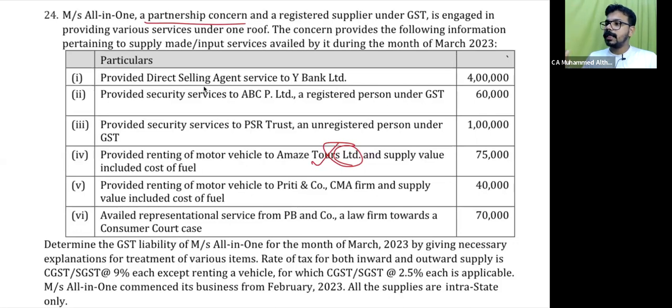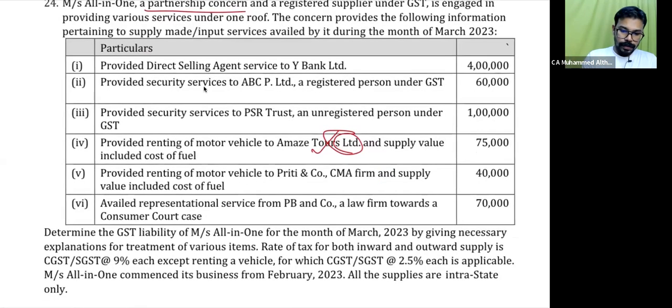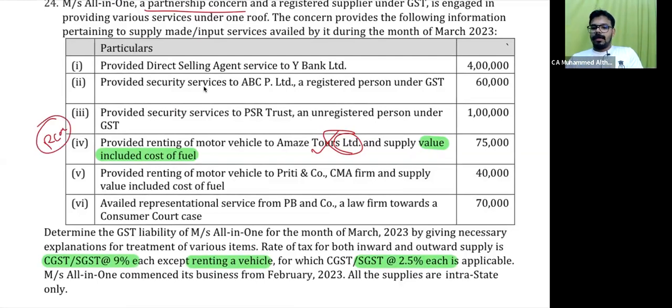Third, the percentage shall be 5%. Correct, because they say the percentage is 9 each, meaning 18%, except in case of renting a vehicle, where it is 2.5 each, meaning 5%. So that is also correct. The fourth, consideration includes the cost of fuel. That is also correct. So whether it is FCM or RCM, it is RCM. Who shall pay the GST here? The recipient. Who is the recipient? Amaze Tours Limited. They shall pay the GST. Correct. Set.